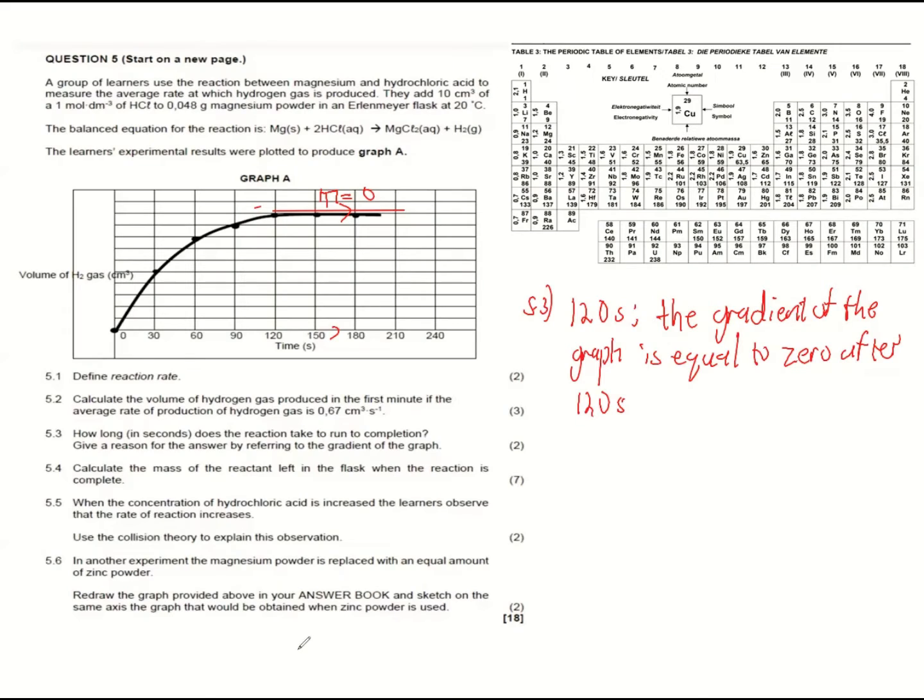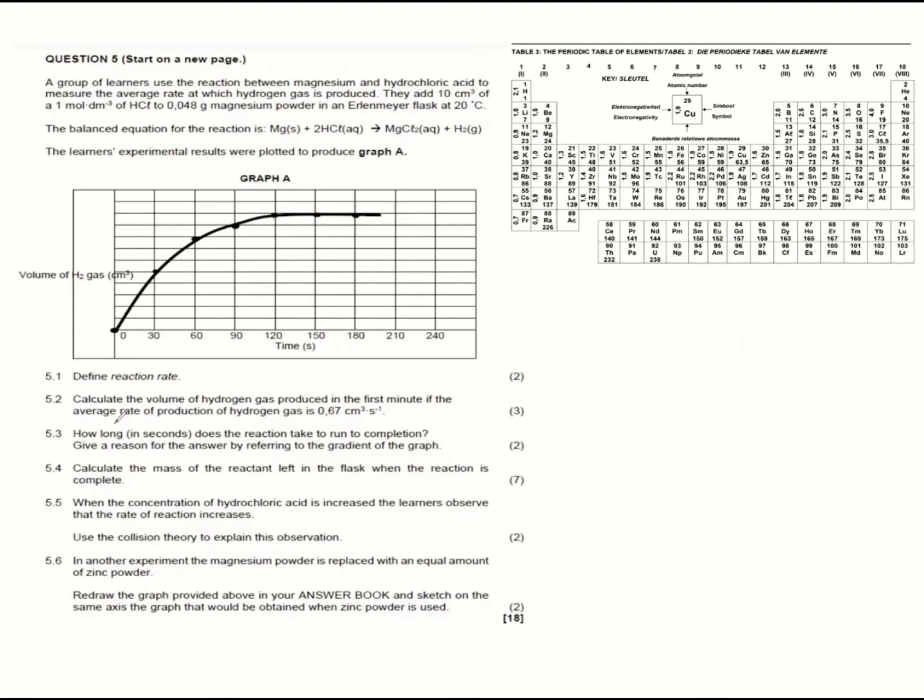Okay, now let's go to 5.4. 5.4 says calculate the mass of the reactant left in the flask when the reaction is complete. Note that it doesn't say the mass of the reactants. It says the mass of the reactant. So that means there's only one reactant that is left.